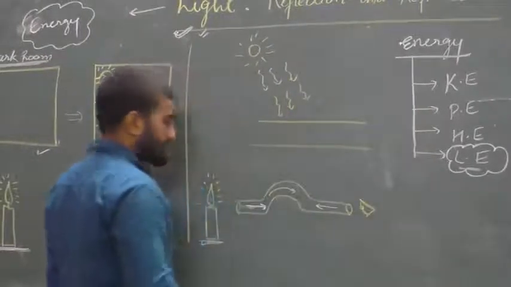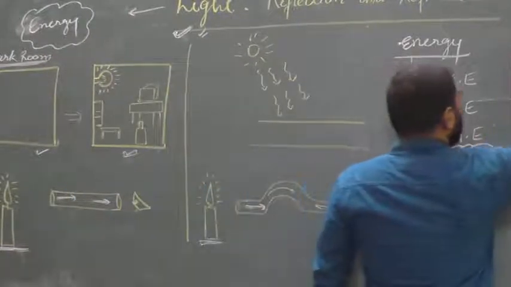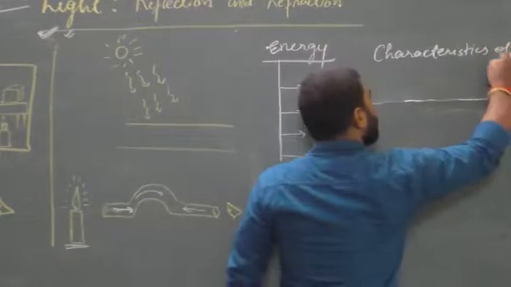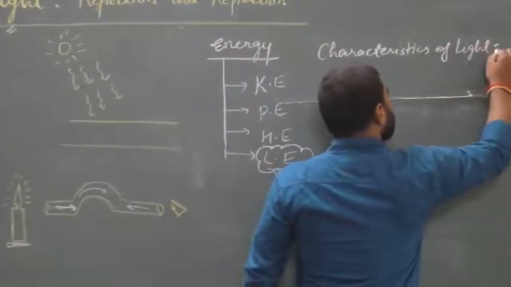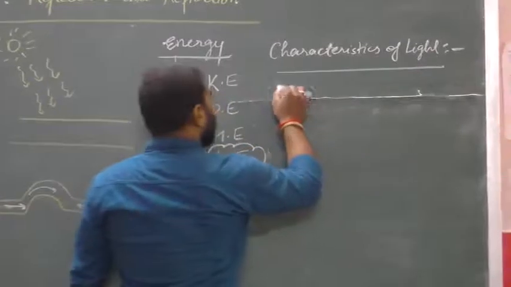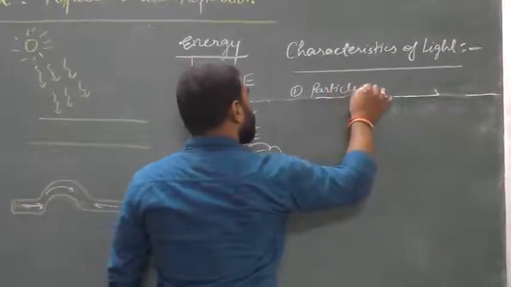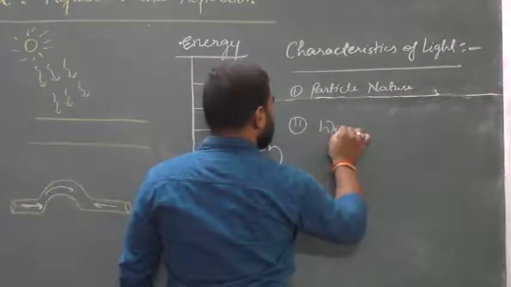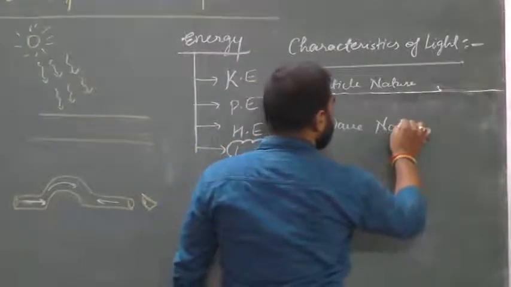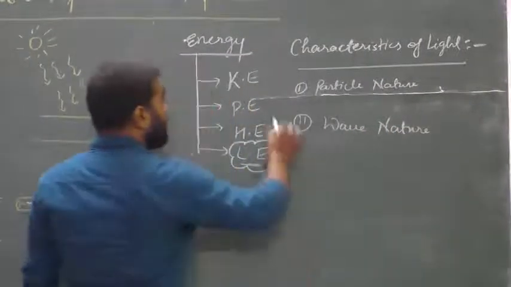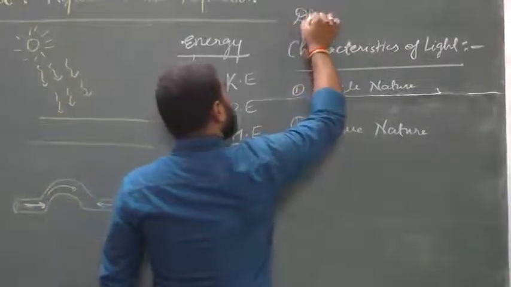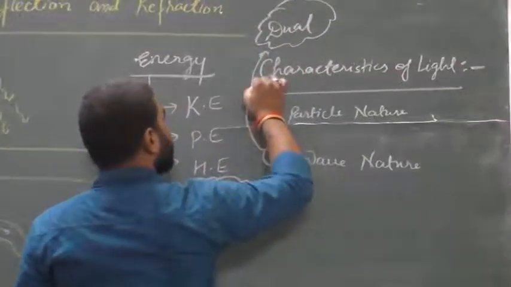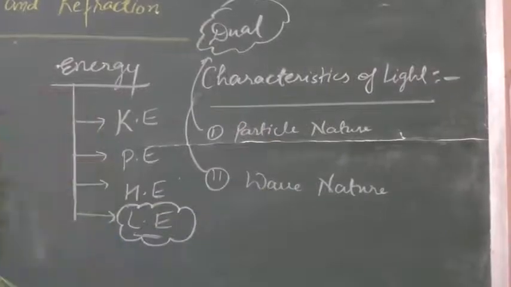Next characteristic of light: what is it? It shows particle nature as well as wave nature. It shows the dual nature of light. One is particle nature and another is wave nature. It shows both natures.